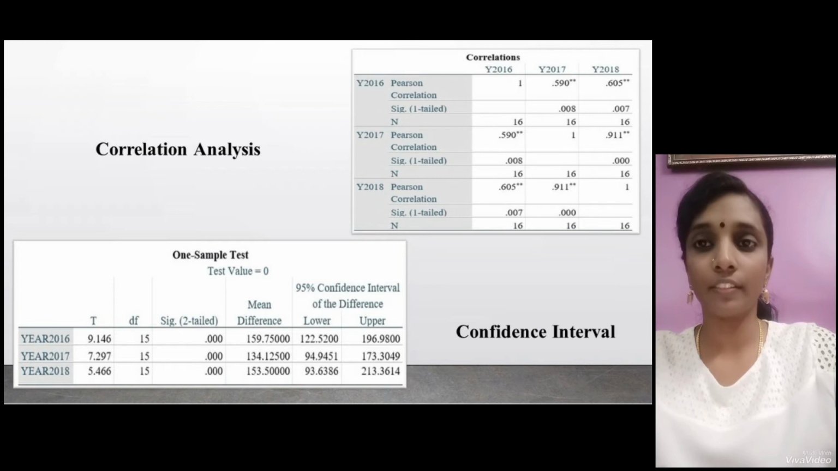The confidence interval is 95% and the significance level is 5%. The confidence interval ranges from 122.52 to 196.98 for year 2016, 94.95 to 173.30 for year 2017, and 93.65 to 213.36 for year 2018 respectively.